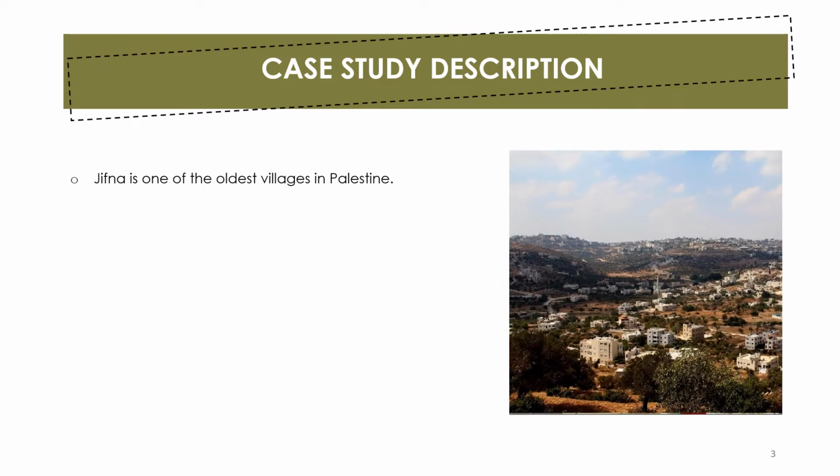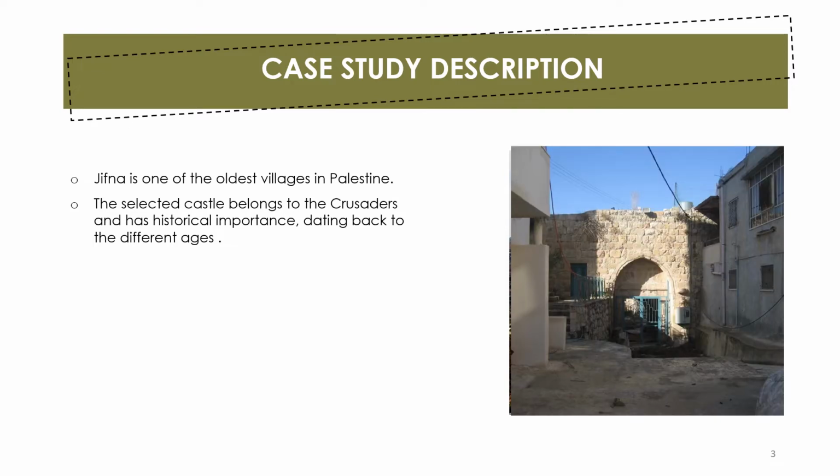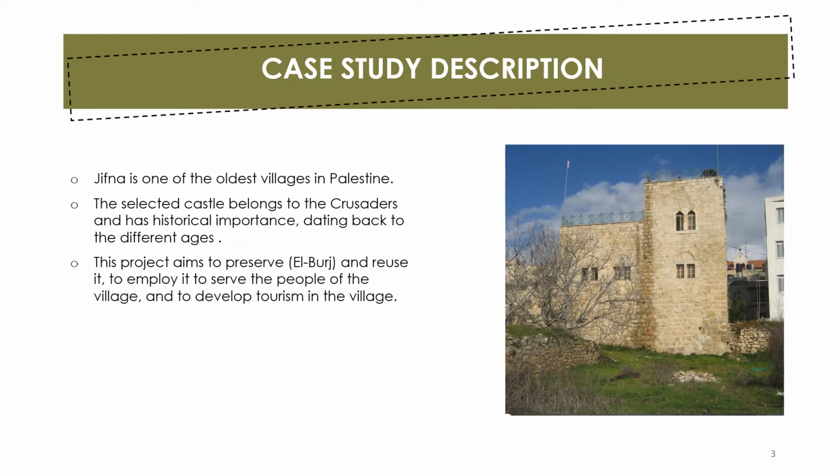Briefly, the project location is in Jifna, which is an old Palestinian village located in Ramallah that dates back to the Bronze Age and it got its importance through different eras. Al Burj, which is the selected castle that belongs to the Crusader era, is located in the historic center of Jifna. The main objective was to preserve, maintain, and celebrate the value of the castle while accommodating the existing need.